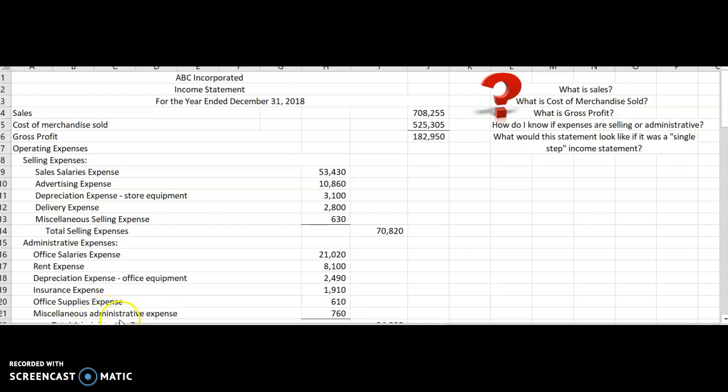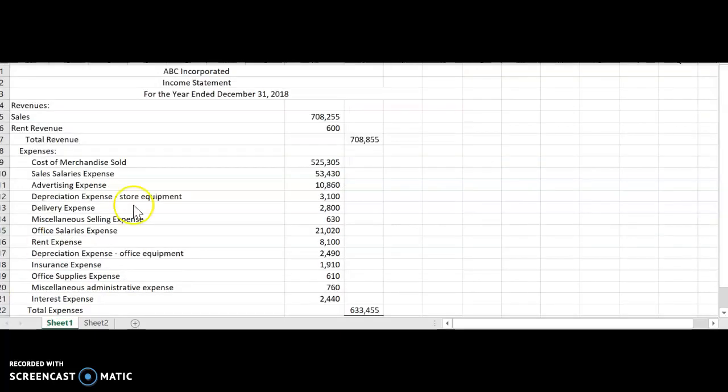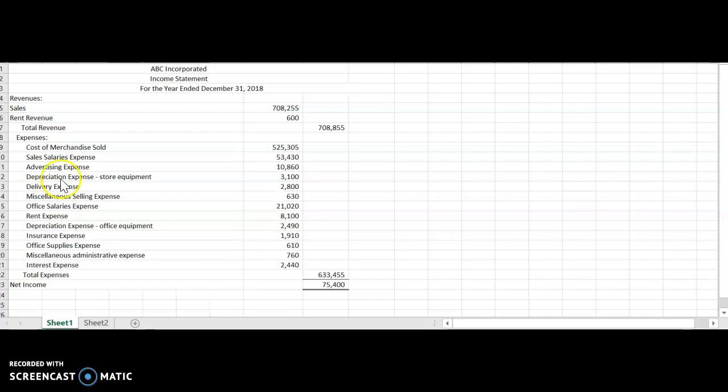This video is going to show the difference between a single-step income statement and a multi-step income statement. So what is on the screen right now is a single-step income statement. It is what we are used to seeing. It has revenue, which in this situation we have sales and rent revenue. And then it lists out the expenses, calculates a total revenue and a total expense, and it calculates net income, your revenue minus your expenses.